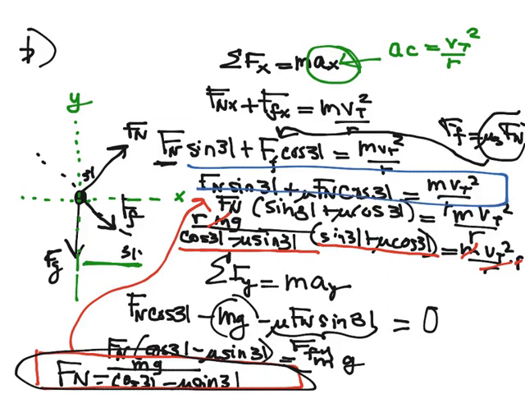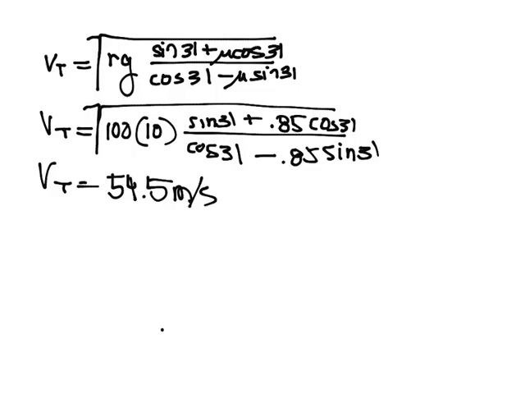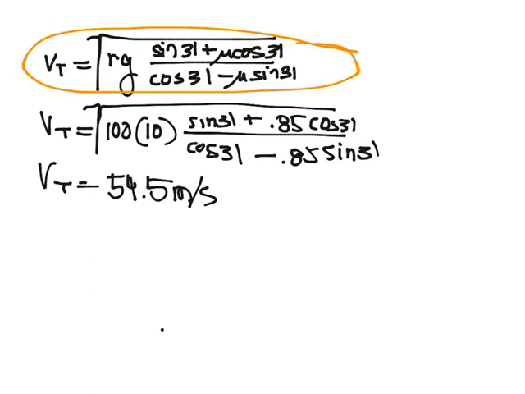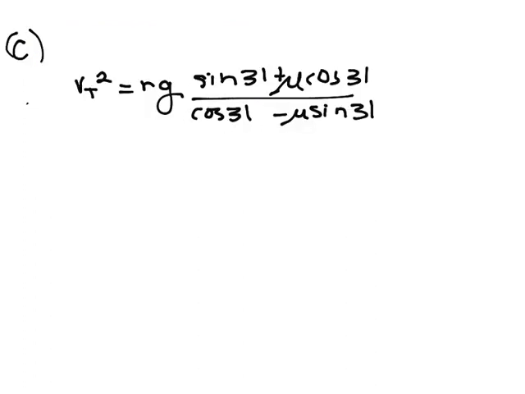So I'm going to take this equation. And I also know over here Fn cosine 31 minus mu sine 31 equals mg. So I'm going to take the two blue boxed equations and work from those. Actually, I'm sorry, on second thought, I'm going to work from this equation right here. Vt equals rg sine 31, etc., etc., except I'm going to square it and bring everything outside of the square root. Okay, so this is where I'm going to start.